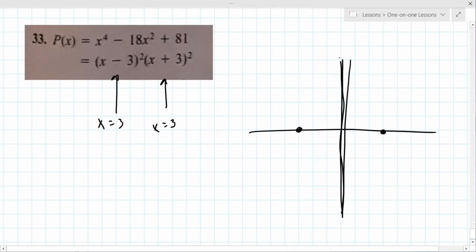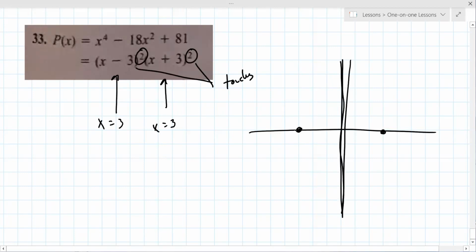Because the multiplicity is even, you know that it touches. It touches but does not cross. Does it do that little M thing where it touches and then goes through the origin and then goes up?